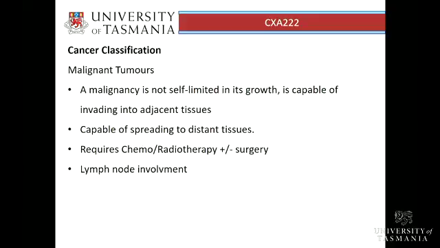The other is malignant tumours. So malignant tumours are not self-limited in their growth, and they're capable of invading surrounding tissues. They're also capable of spreading to distant sites. Generally for treatment it requires chemo or radiotherapy. There might be some surgical involvement as well. Often lymph nodes are involved.